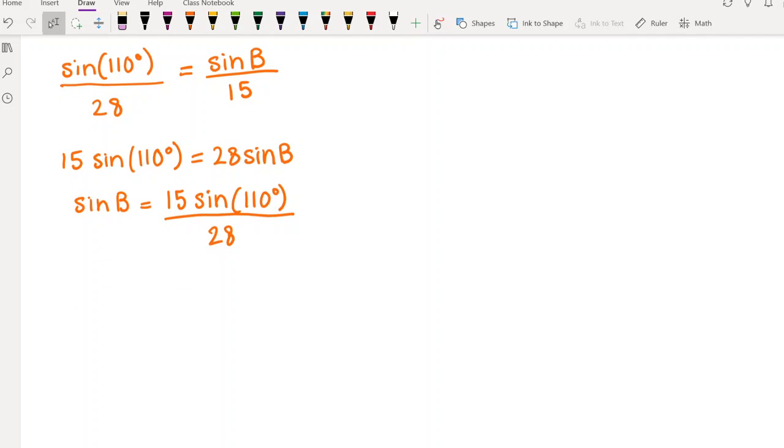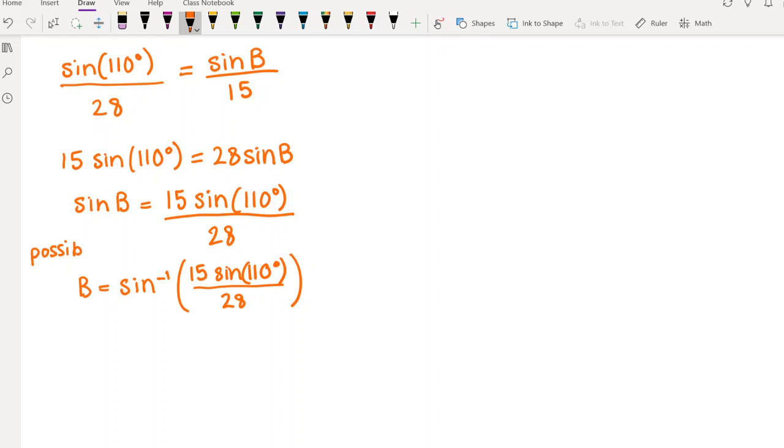So this is where we kind of split off into two possibilities. The first possibility is that B is equal to inverse sine of all of this stuff. So that's going to give us the acute angle. Again, acute means an angle that is less than 90. So maybe let me just write down here, this is possibility 1. So if you type this all into a calculator, you will find that B is approximately equal to 30 degrees.